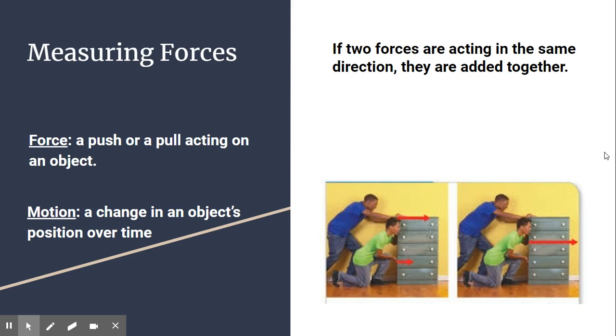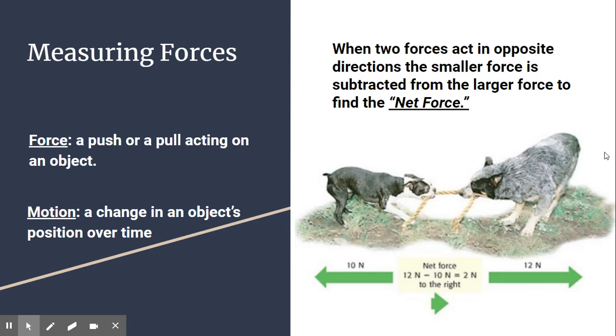When forces act in opposite directions, you have to subtract the smaller force from the larger force. This is what we call the net force. Here you can see 2 dogs playing tug of war over a rope toy. There's that smaller dog who looks kind of like a terrier of some kind, maybe a Boston Terrier, and it's pulling on that rope with a force of 10 newtons moving to the left.